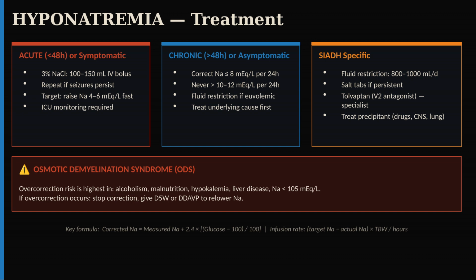Two formulas to keep handy: corrected sodium for hyperglycemia and the infusion rate equation. But honestly, the formulas matter less than the rule. In chronic hyponatremia, slow is safe and fast can be fatal.